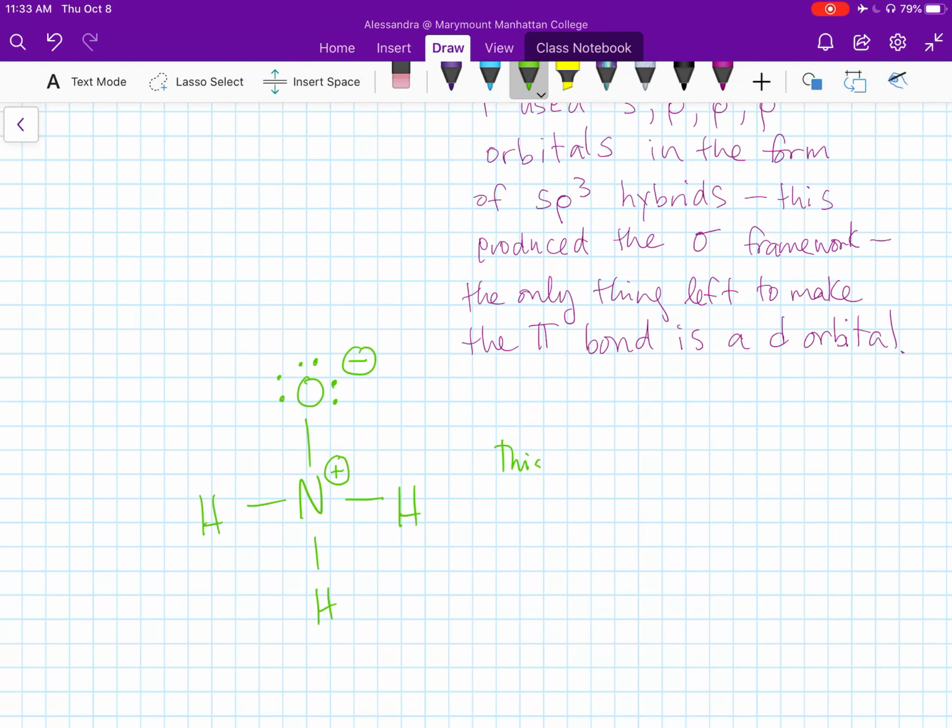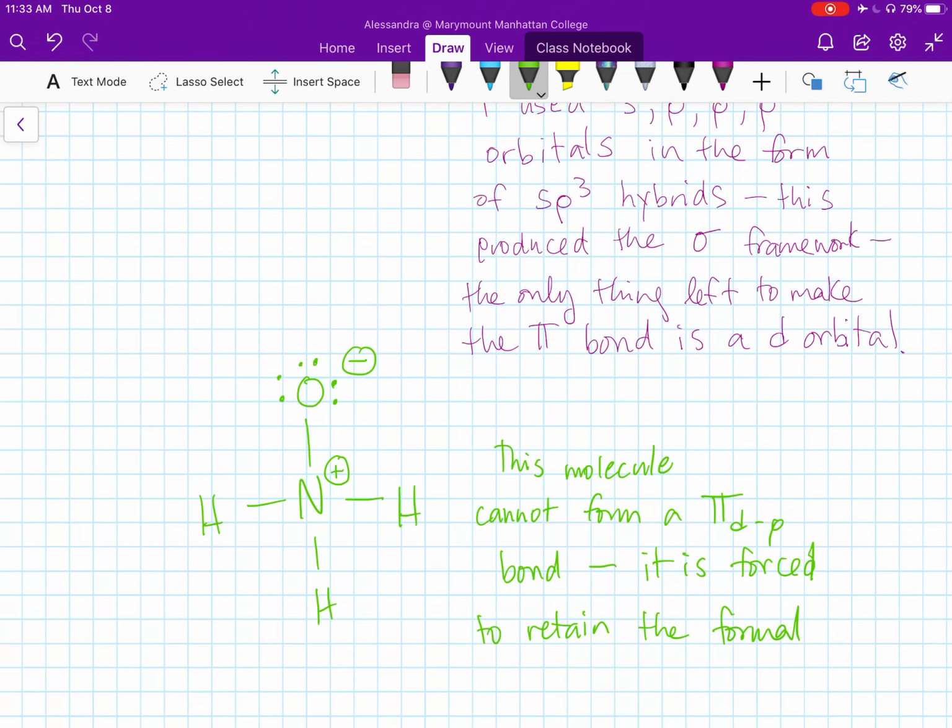So this molecule that I've drawn in green cannot form a pi dp bond. That means the structure is forced to retain those formal charges, because there's no way I can form a pi bond to reduce the formal charge to 0 on the nitrogen. That's because nitrogen is a second row atom. A second row atom can't use a d orbital to form a pi bond in the way that we saw with phosphorus.